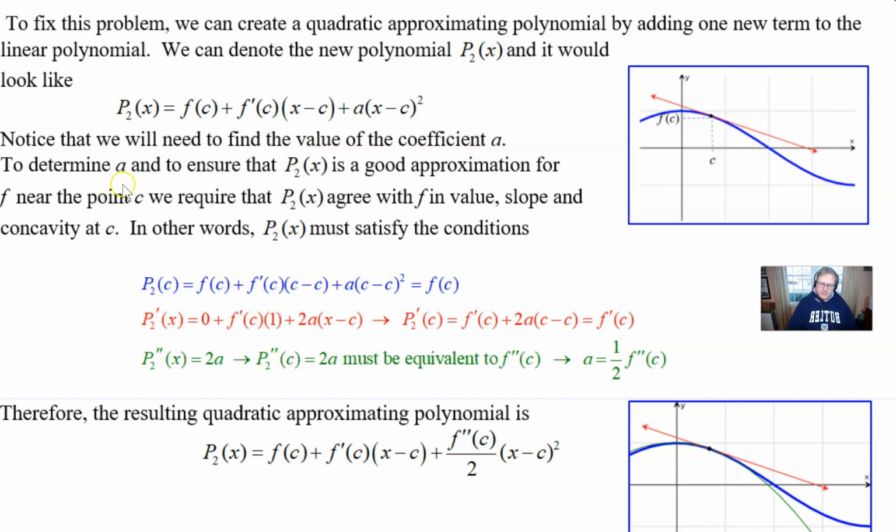To determine a and to ensure that this polynomial p sub 2 is a good approximation for f near c, let's make sure that p2 of x agrees with f in value and slope and concavity. We have three things that we want to make sure work. So p2 has to satisfy these conditions. P2 of c has to equal f of c plus f prime of c times c minus c, plus a times c minus c quantity squared, which is f of c. All I'm doing is saying throw c in for x and see what we got, and you'll see that p2 of c is f of c.